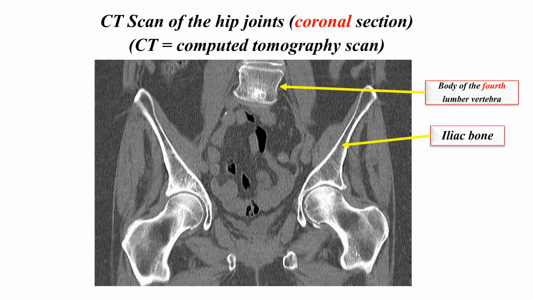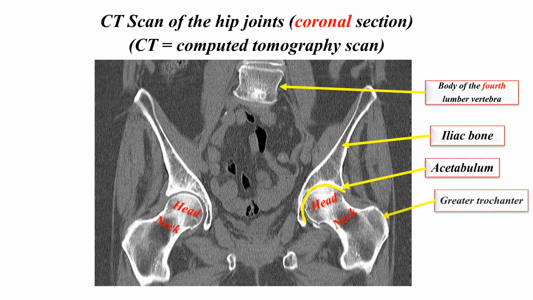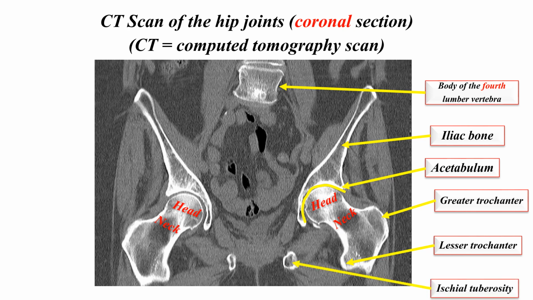This is the left iliac bone, and this is the acetabulum in which the head of the femur fits. This is the head of the femur. This is the neck of the femur. This is the greater trochanter on the left side. This is the lesser trochanter on the left side. And this is the ischial tuberosity.